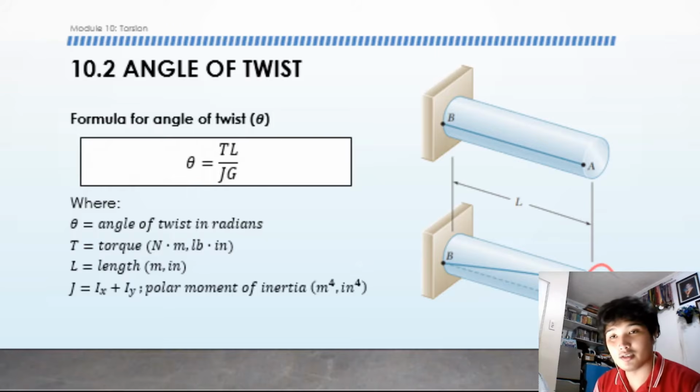So, J is the polar moment of inertia. Or, ang formula niya class is Ix plus Iy. Okay? So, since bilog lang naman class yung analysis natin dito, circular shaft lang. So, ano ba yung Ix and then Iy na circular section?